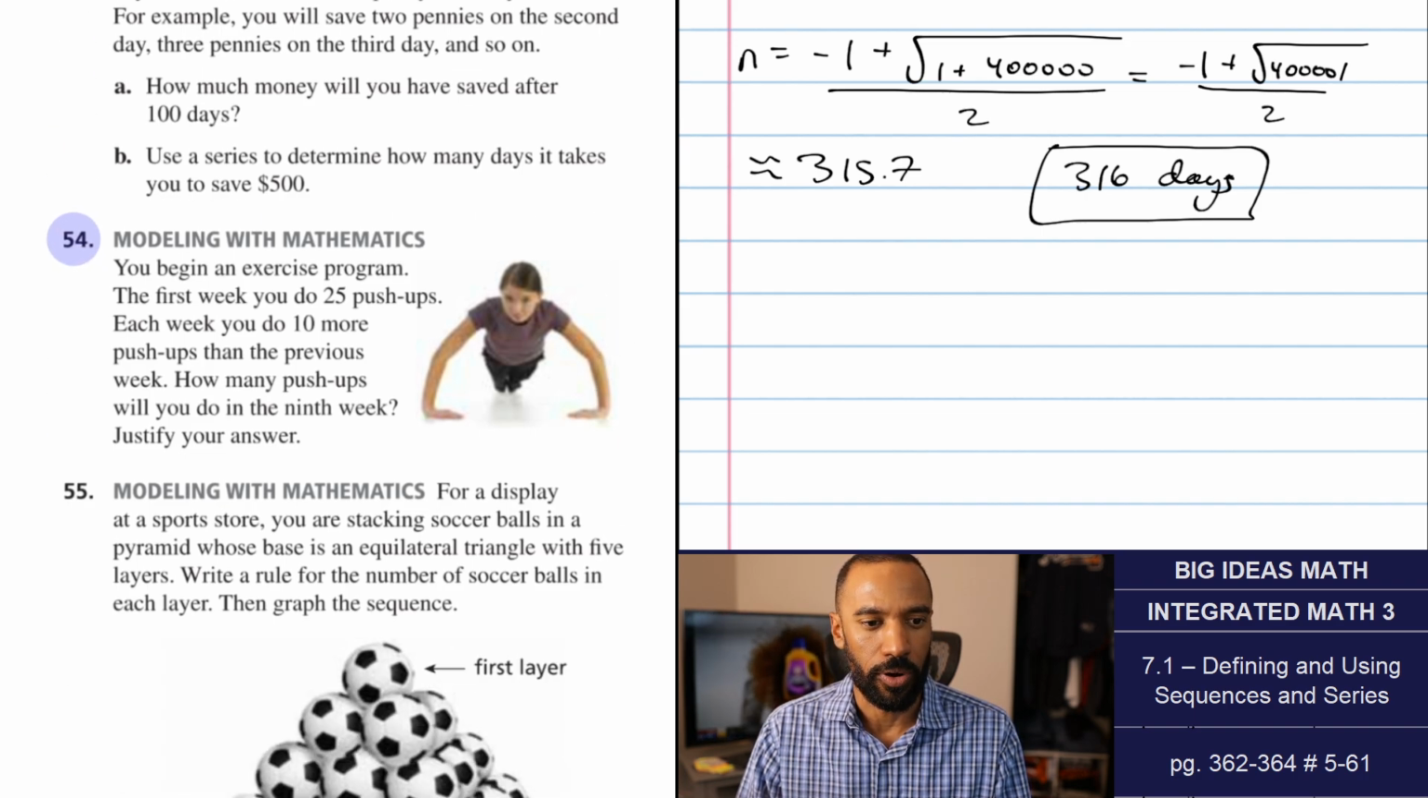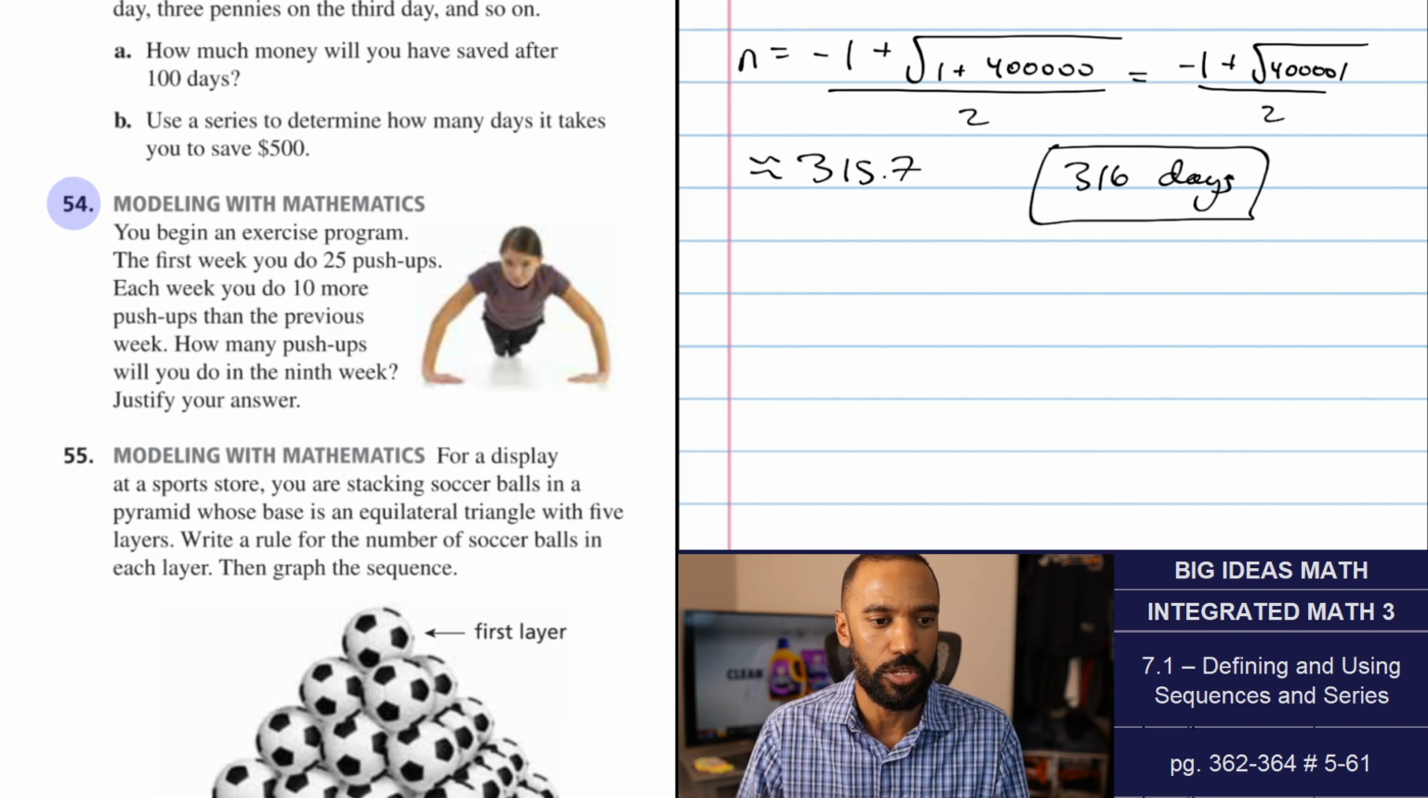All right. Number 54, modeling with mathematics. You begin an exercise program. The first week you do 25 push-ups. Each week you do 10 more push-ups than the previous week.